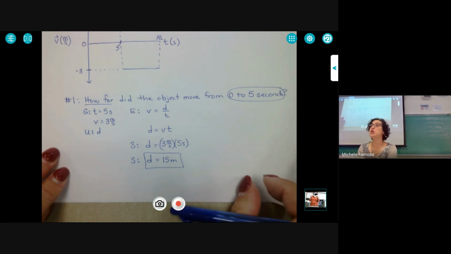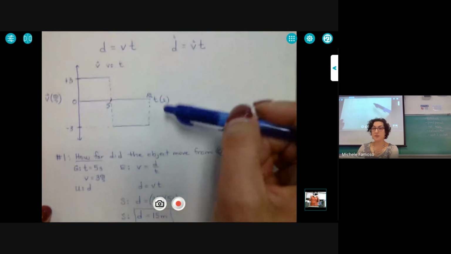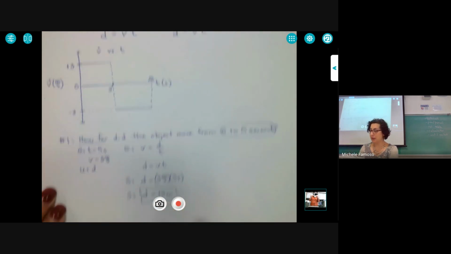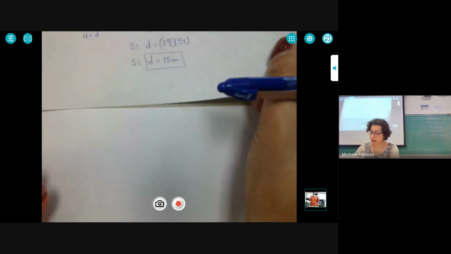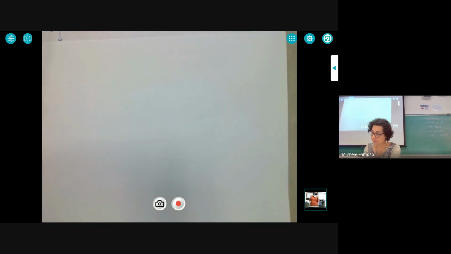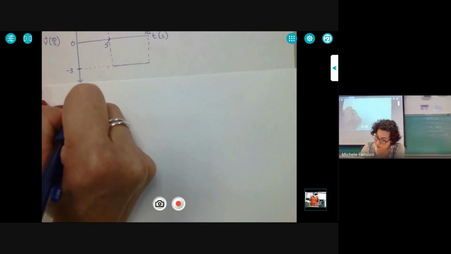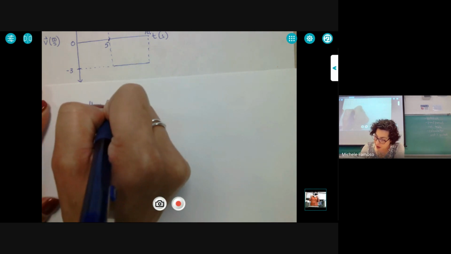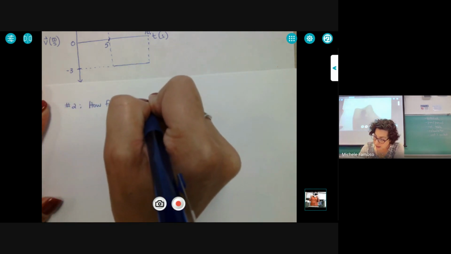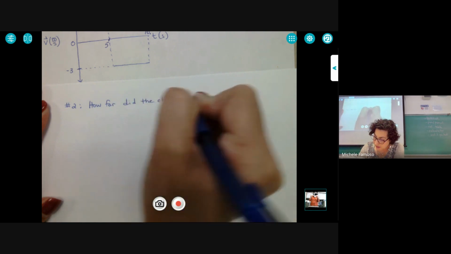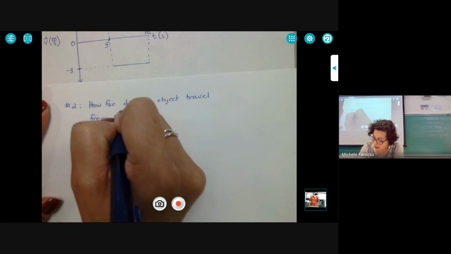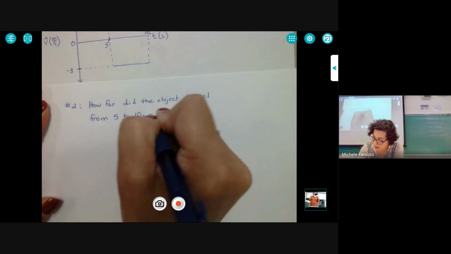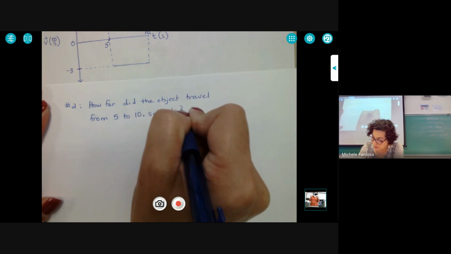Okay, we're going to do 6 questions with this one graph. That's question 1. Let's do a second question, and I'm going to do it on another sheet of paper so I can pull that graph back. Question number 2. How far did the object travel from 5 to 10 seconds?